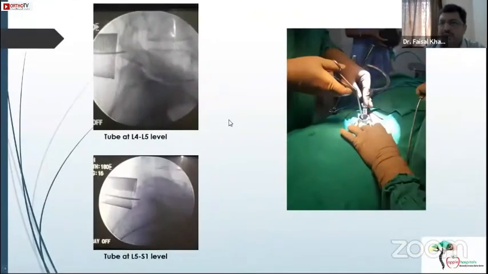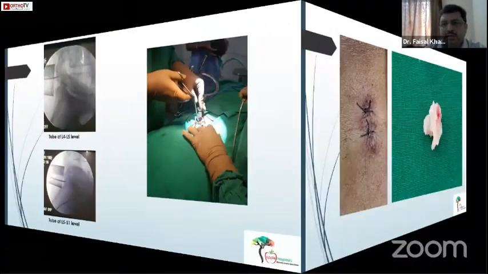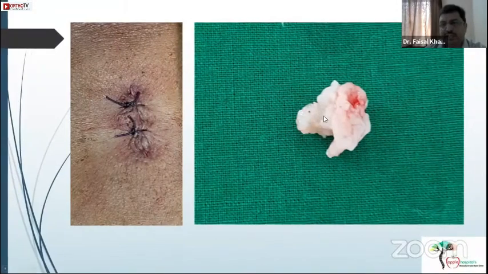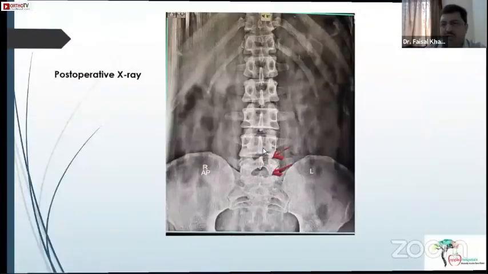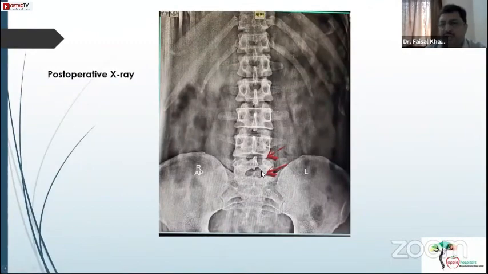These are the intraoperative images. This C-arm image shows the tube at the L4-5 level. And after decompression and winding, this is the tube at L5-S1 level. This is the incision and this is the extruded disc. Intraoperatively, we found a large extruded disc at L4-5 and a very small disc prolapse at L5-S1. This is the post-op X-ray, showing the laminotomy at L4-5 and a small foraminotomy at L5-S1.